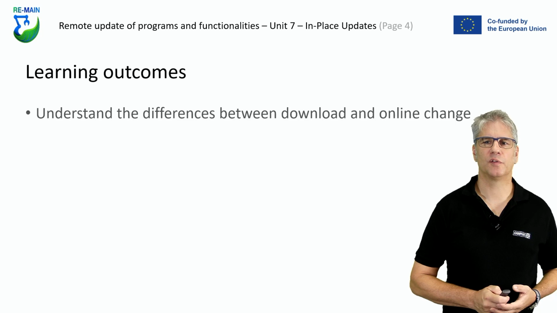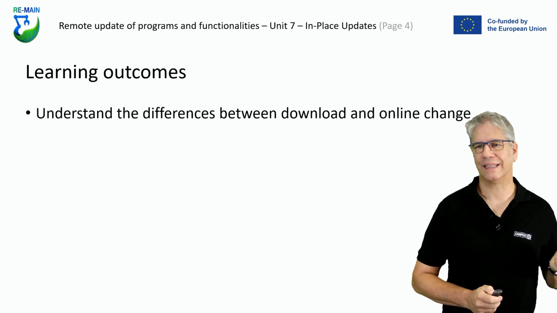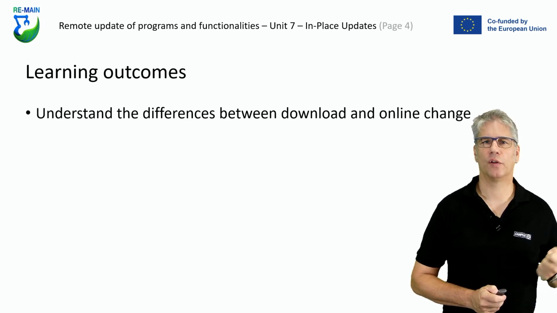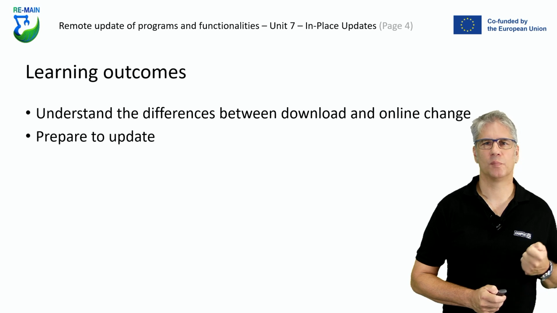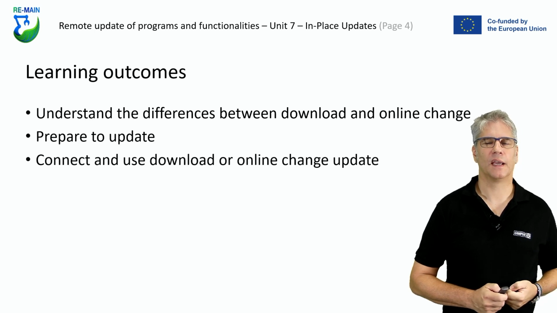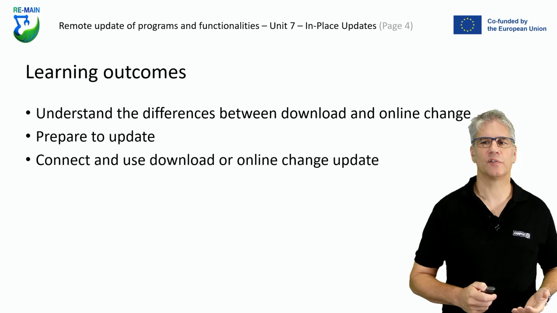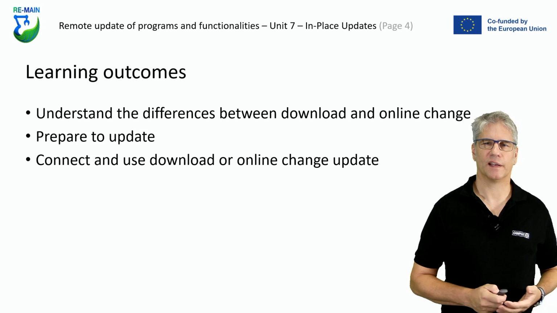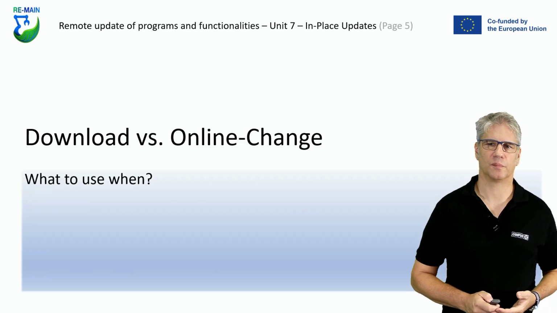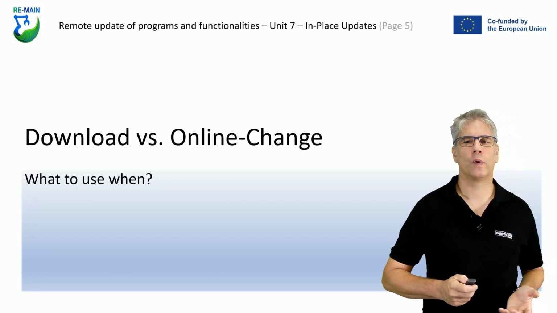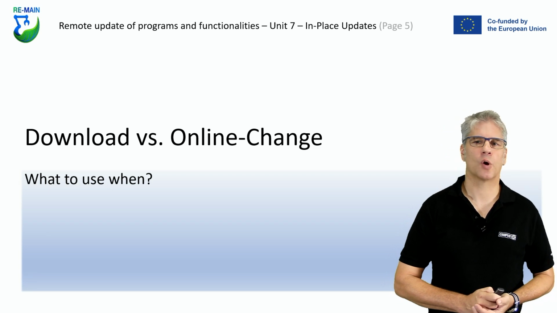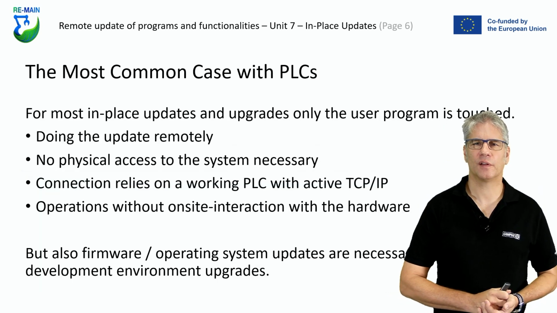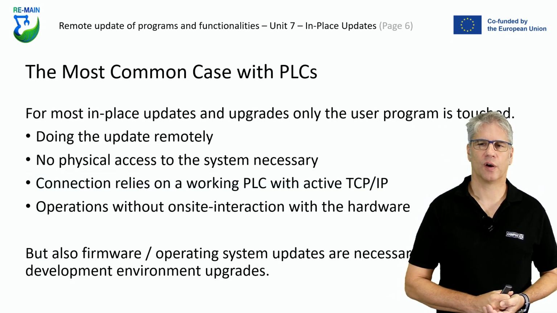So what are the learning outcomes? You should be able to understand the differences between download and online change on different PLCs. You should be able to prepare to update, and then you should be able to connect and use download or online change to finally do the update of the user program. The question is, which type should we use when? When should we use download and when should we use online changes?